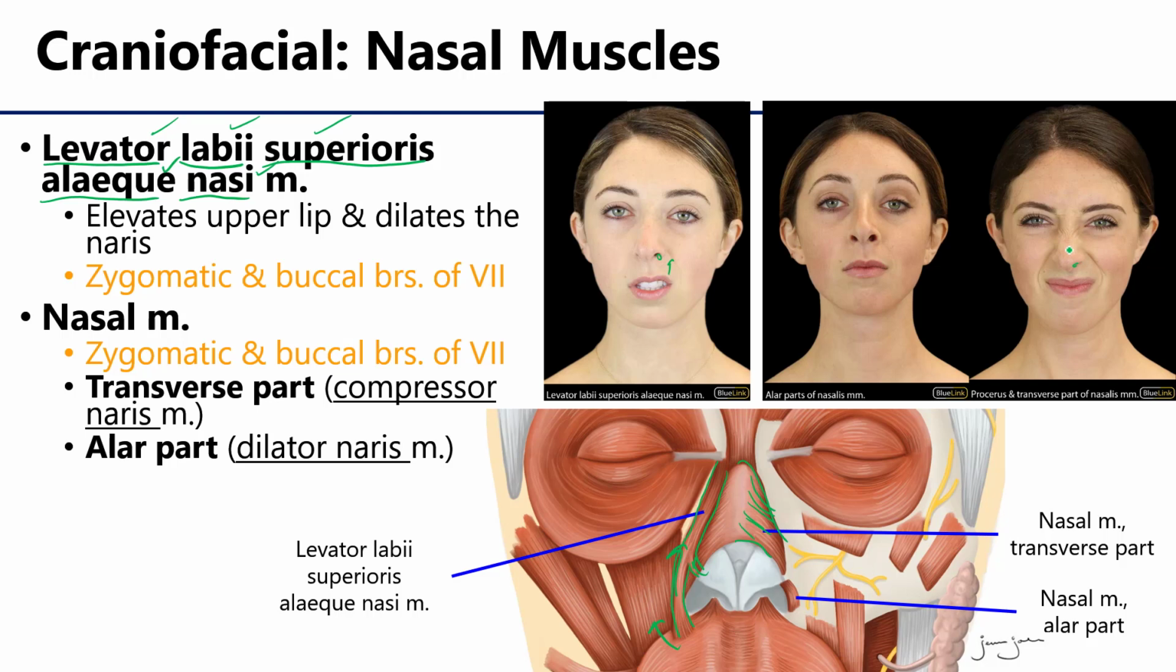And then there is an alar part, which is a little slip of it right there, that is sometimes referred to as the dilator naris, because it pulls the ala of the naris laterally to dilate it, or to let more air in. Wonderful, wonderful. We can see that here.